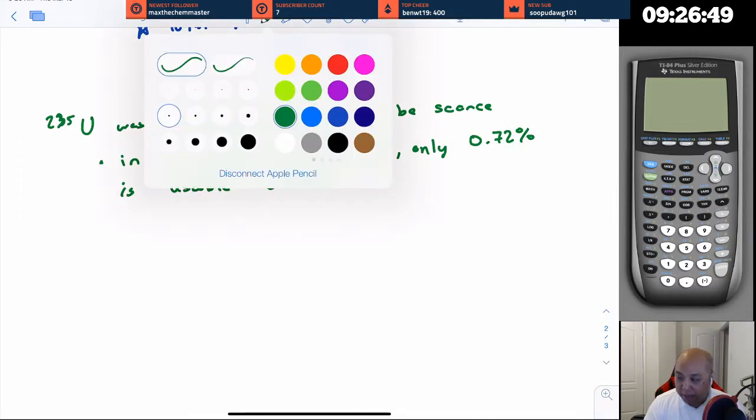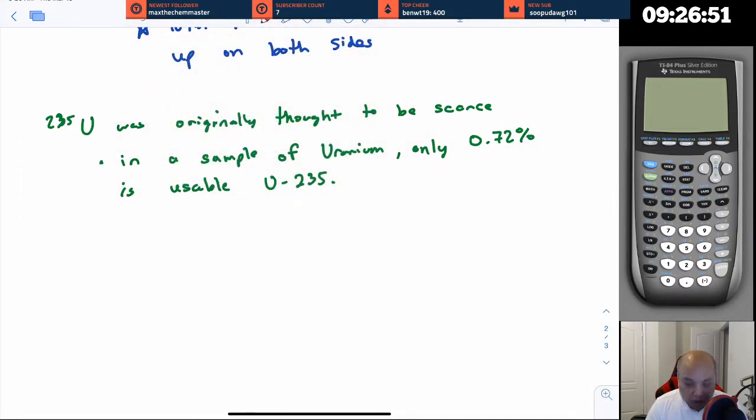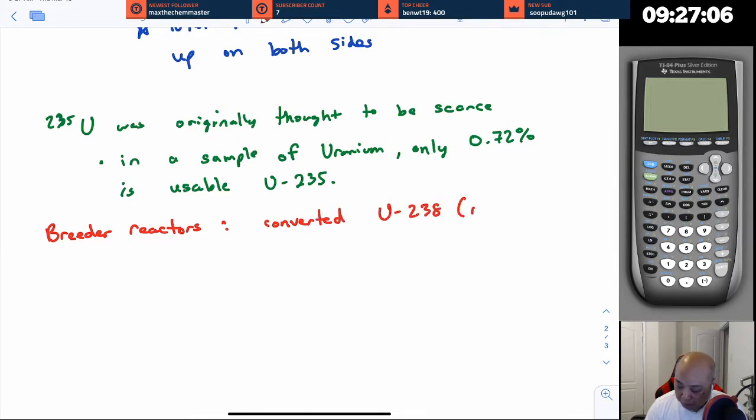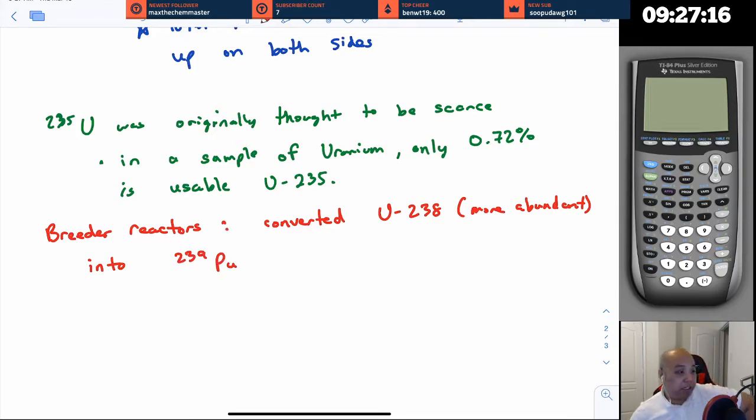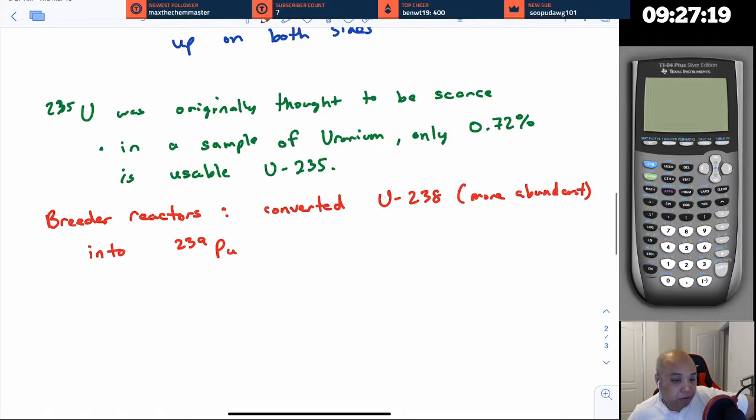So, scientists had to come up with alternatives. What they came up with were called breeder reactors, which converted uranium-238, which is the more abundant one, into plutonium-239. And plutonium-239 is fissionable and it breaks down and releases a lot of energy as well.